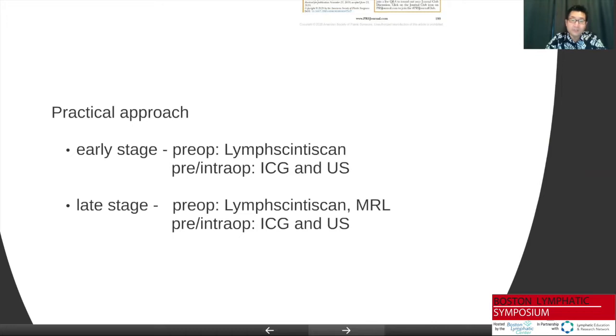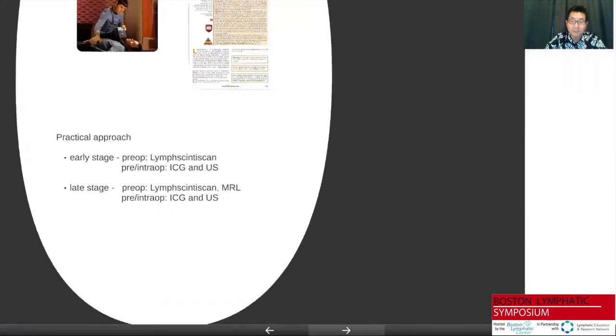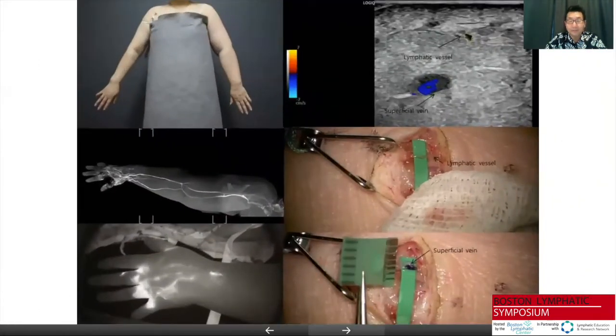For early stage, ICG is the main use, and then we use the ultrasound to map out the vein. In late stage, ICG can be used, but a lot of times it's very difficult to identify lymphatic vessels because of the Stardust pattern. In that case, we use the ultrasound to both mark the lymphatics and the vein. Here you could see a patient that corresponds to this marking.